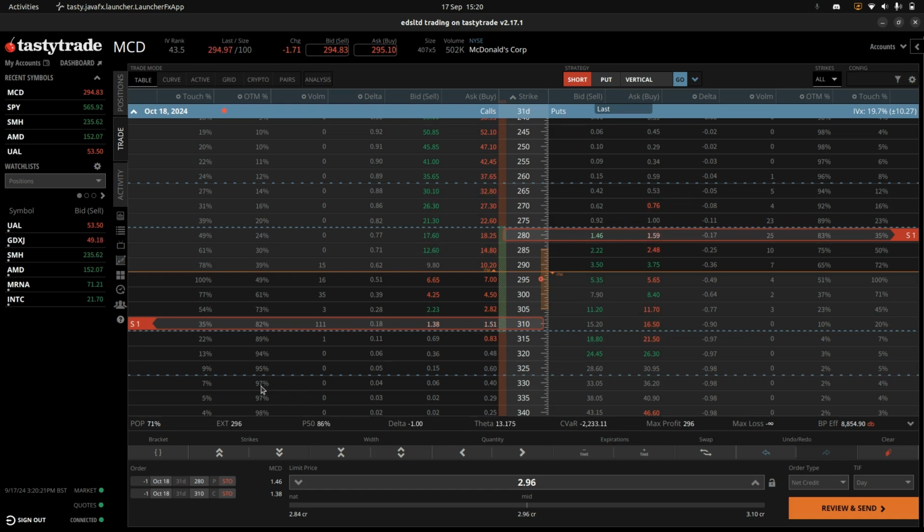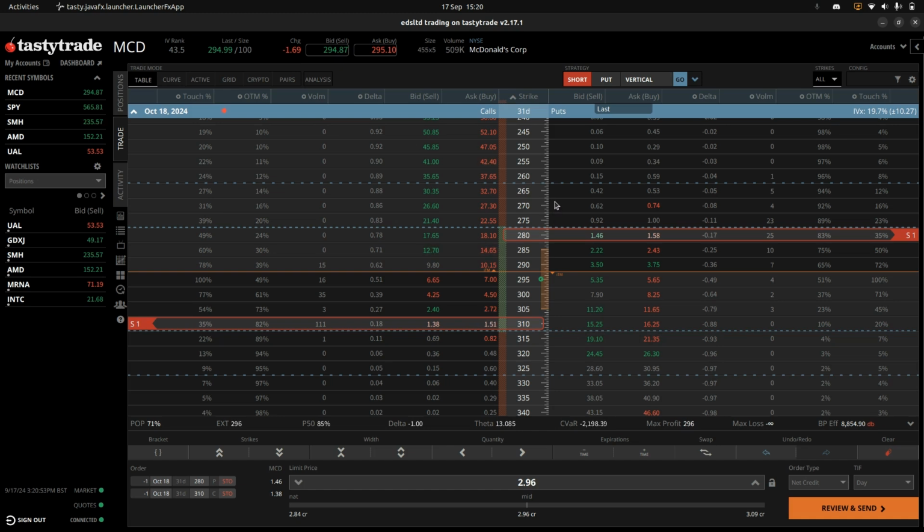Now, that can be seen and confirmed by looking at our probability of profit calculated by our broker in the bottom left corner. At expiration in 31 days' time, there's a 71% chance of McDonald's being within the 280 and 310 range. And there's an 87% chance of hitting 50% profit on this position at some point between now and the next month. So these are very, very high probability trades. We're looking at between 70 and 90%.